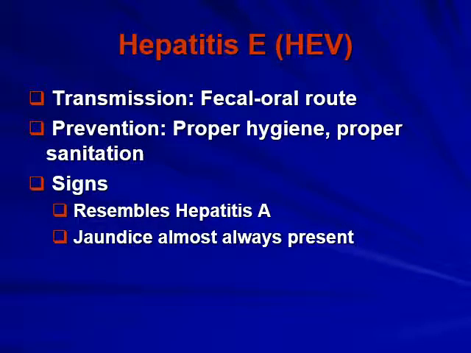Okay, and then Hep E is also fecal oral. So A and E are fecal oral, and B, C, and D are all bloodborne. So it's actually pretty simple to remember.